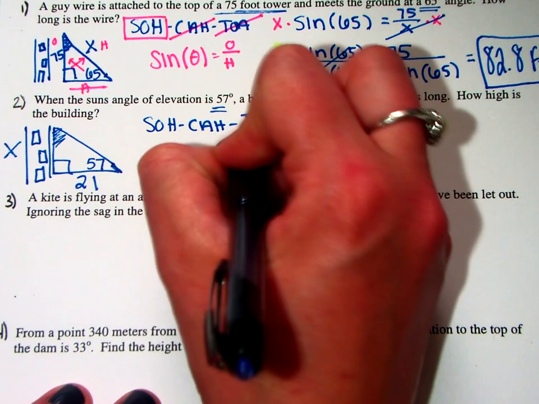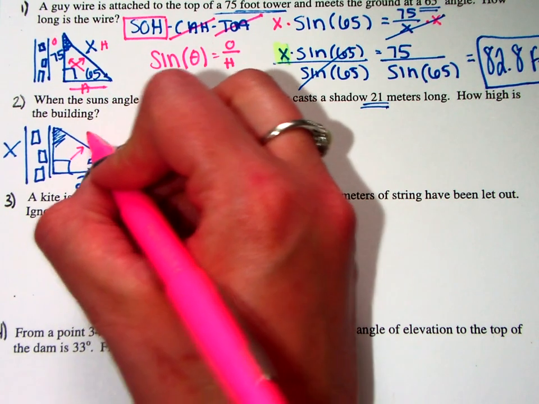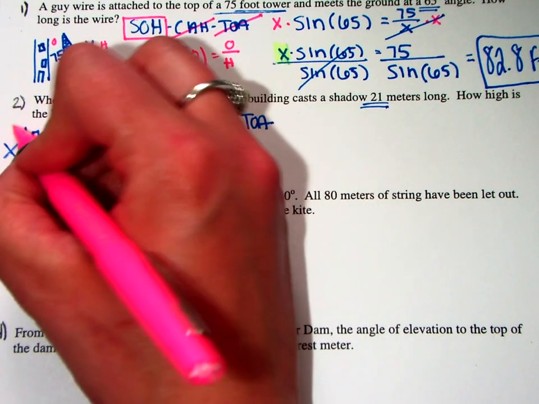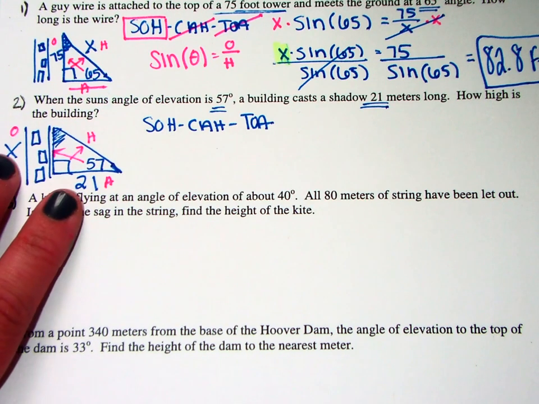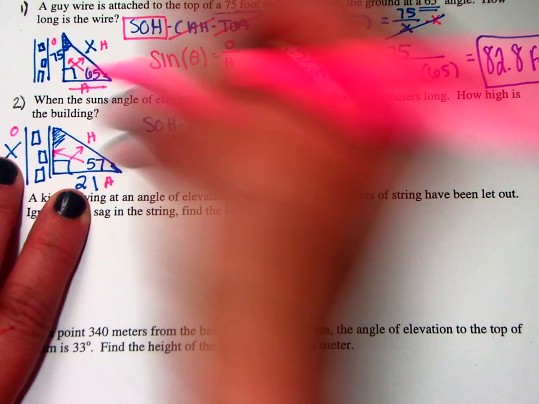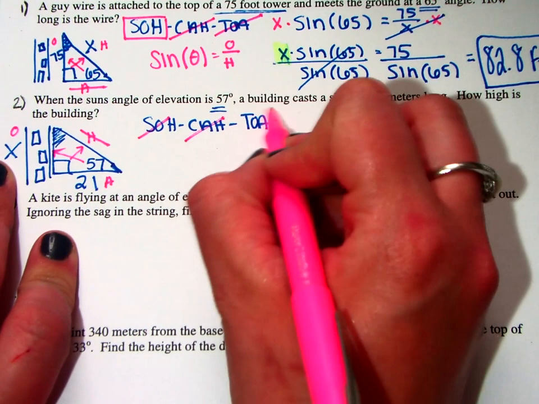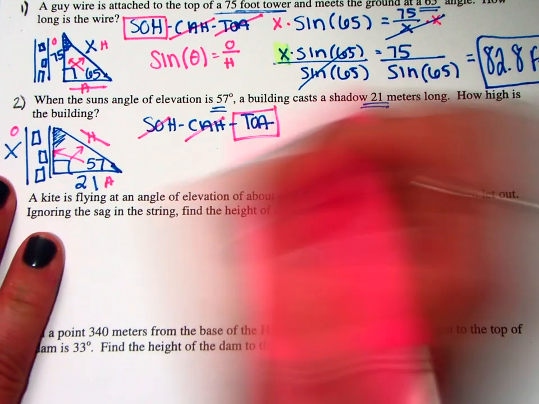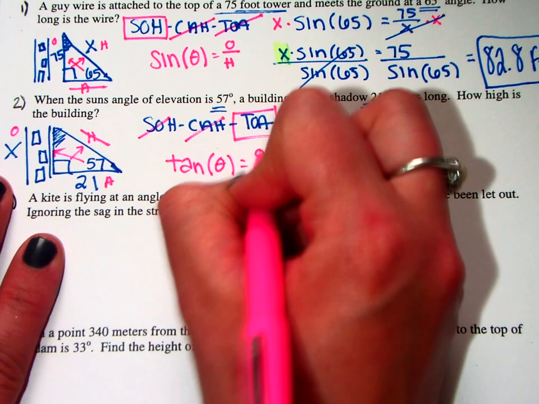SOHCAHTOA. And I'm going to go ahead and label. And I'm labeling the same way I've labeled this whole time. Across the 90 is H, across theta is O, leaving you with adjacent. Using my rule of doubles, X has O, 21 has A, and H is single, so I'm getting rid of H. Sine and cosine are out, leaving me with tangent. So that's tangent of theta equals O over A.